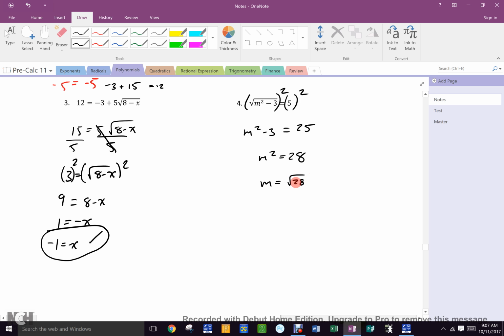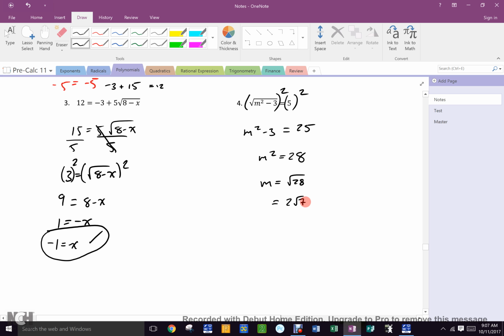Could I leave it like that? Yeah. Is that the best way to leave it? Or could I do one more thing? That's 4 times 7, isn't it? So this is 2 root 7.